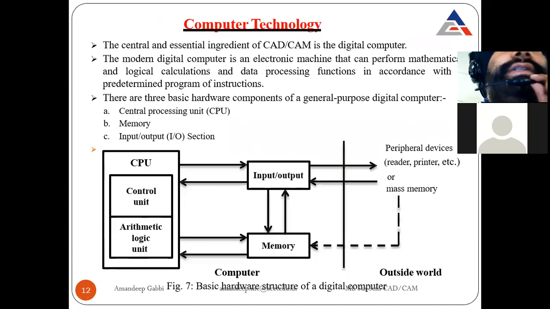Now computer technology, different parts. The central and essential ingredient of CAD/CAM is the digital computer. तो कंप्यूटर एडेड डिजाइन और कंप्यूटर एडेड मैन्युफैक्चरिंग के लिए मेन कंपोनेंट कौन सा रहेगा? कंप्यूटर, पीसी. Some of you are asking me, we don't have a computer, how can we do that? तो कंप्यूटर इज द मेन पार्ट ऑफ कैड कैम. तो अगर आप कंप्यूटर नहीं है आपके पास, तो यू कैन नॉट डू एनीथिंग आउट ऑफ इट. विदाउट कंप्यूटर्स नथिंग कैन बी डन.